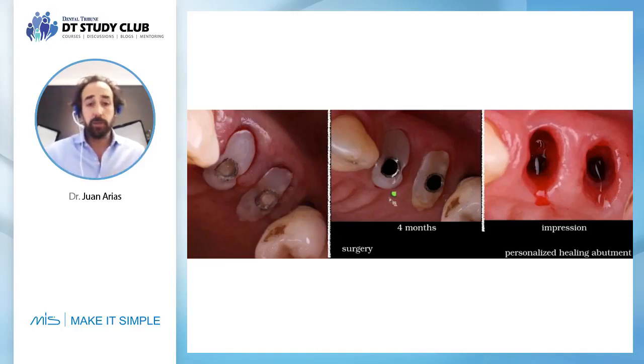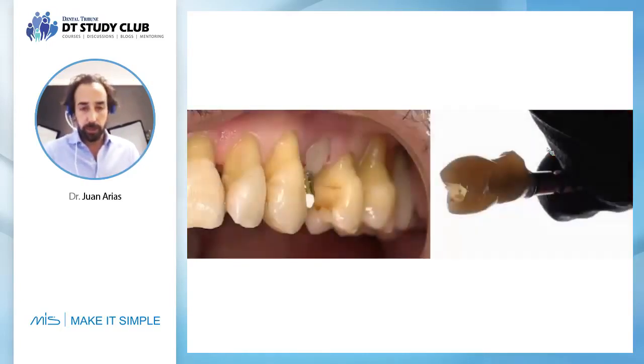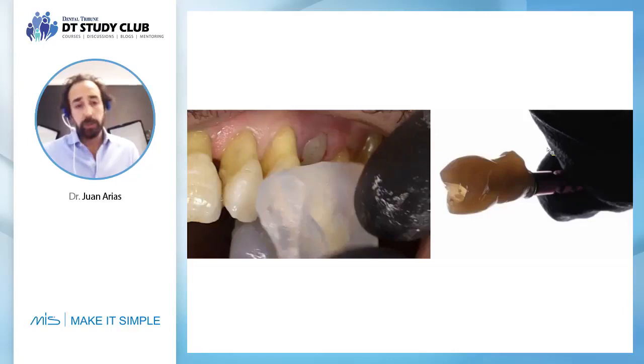This is how it looks 4 months afterwards, and this is the day of the impression. We will just have to place the impression abutment and fill all the root with composite, and have an independence coping impression abutment also. So it will be quite easy to reproduce the emergence profile of those roots, even if we don't make immediate loading surgeries. So this was the case we were talking about before.